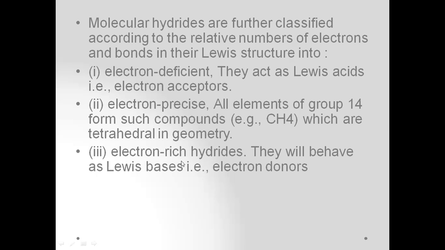Next is electron-rich hydrides. Electron-rich hydrides means that even after combining with each other, the elements have a lone pair of electrons. Extra pair of electrons means at this time they have the capability to donate electrons. The compound has extra electrons. These are known as Lewis bases, or we can say the electron donors. For example, NH3. In NH3, nitrogen has an extra lone pair of electrons. It can donate its electrons to other elements and combine with them.